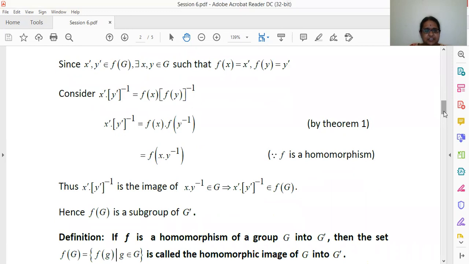Therefore, x dash dot y dash inverse is the image of x dot y inverse. This implies x dash dot y dash inverse belongs to f of G. Hence, f of G is a subgroup of G dash.